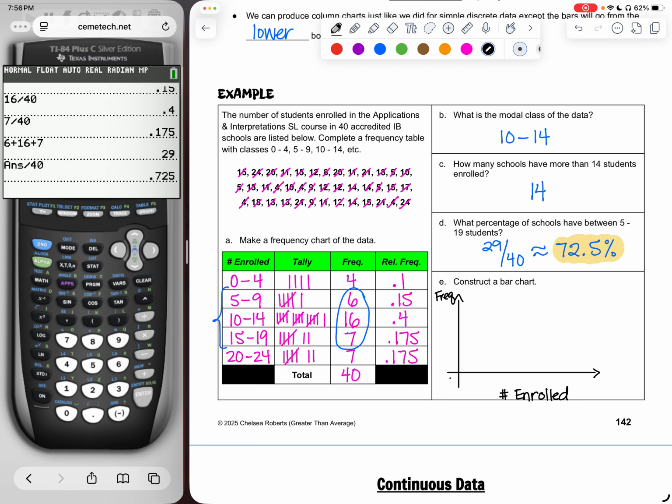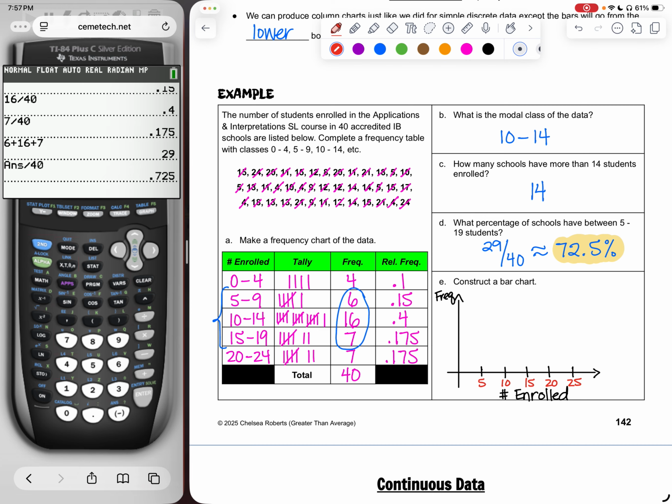Okay, so now what we want to do is we need to scale. As you can see, we have 1, 2, 3, 4, 5 different classes. So we can label the following. I'm going to label by fives here: 5, 10, 15, 20, 25.